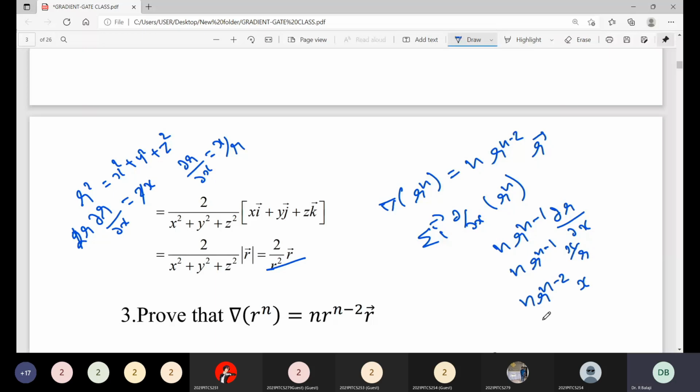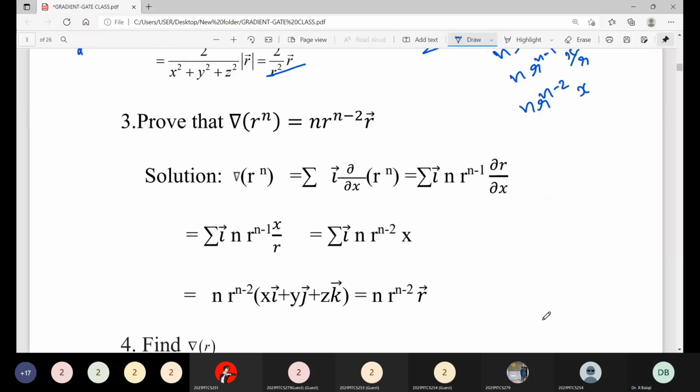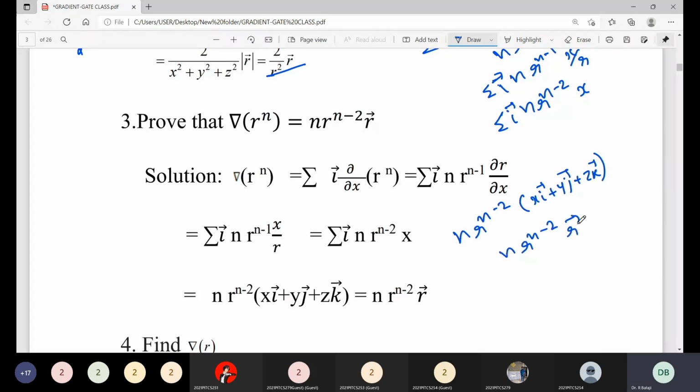So, similarly for y and z, so summation of i vector, then summation of i vector, similarly j vector, k vector is nothing but n into r power n minus 2 into x i vector plus y j vector plus z k vector, which is n into r power n minus 2 into r vector.